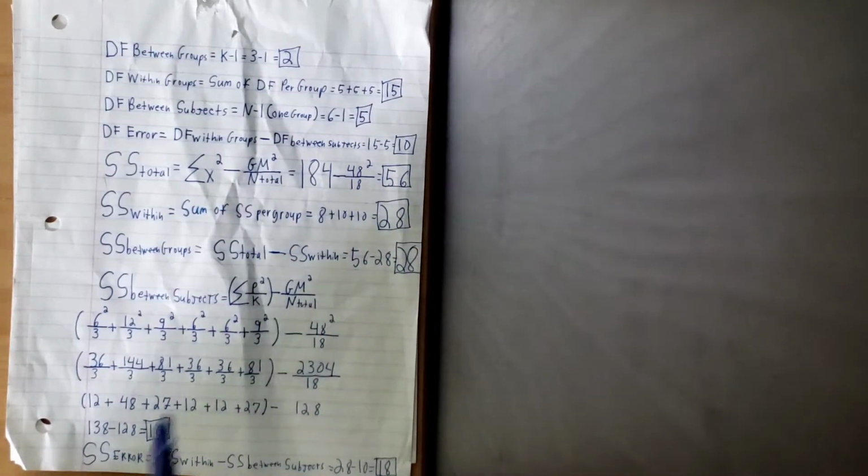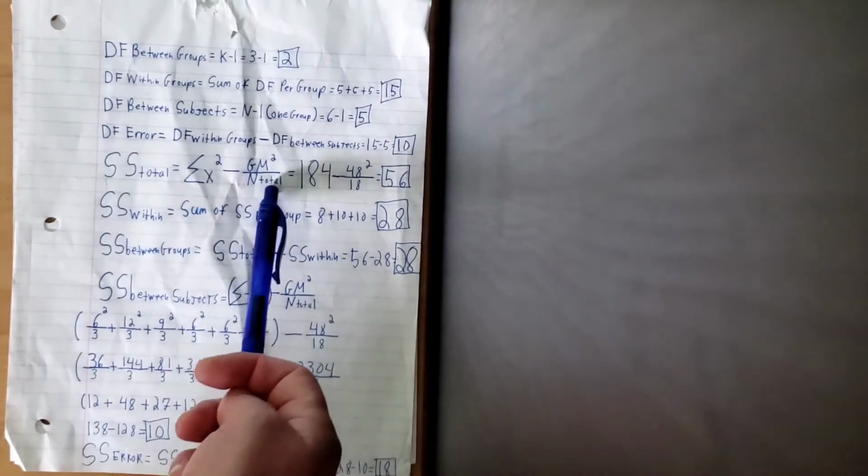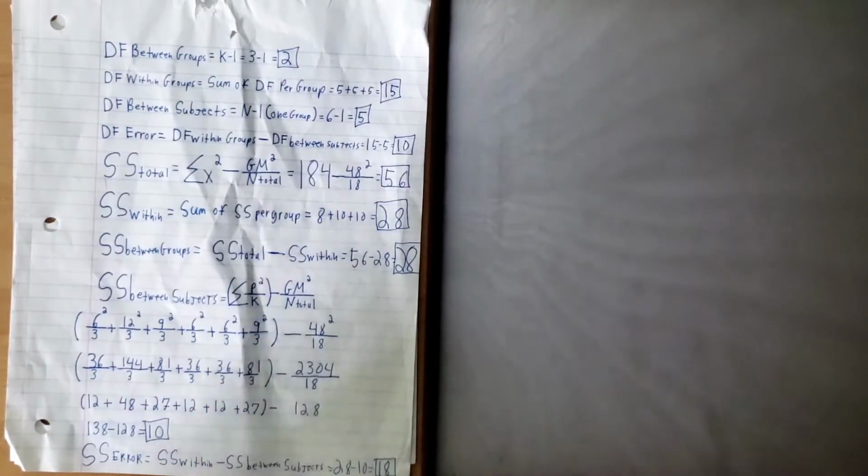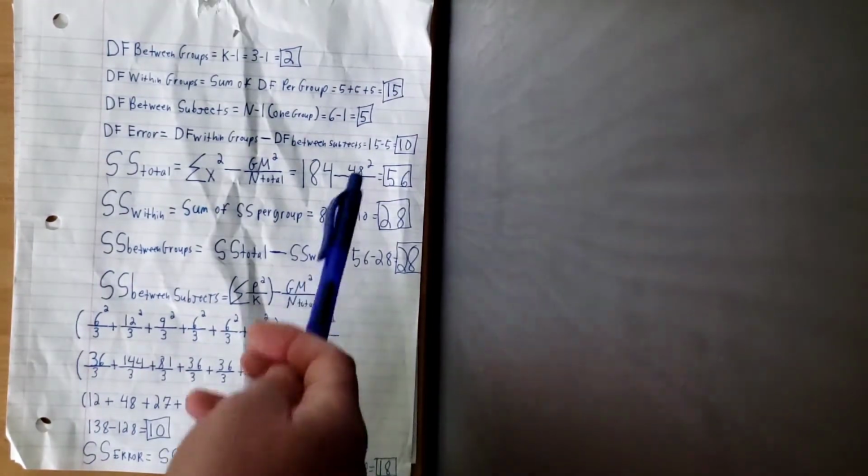We know that there are 6 participants in this study that get measured 3 times, so N total in this case is 18. So you do the sum of x squared, which is 184, minus the gram mean, which is 48. So 48 squared divided by N total, which is 18. You get 56.